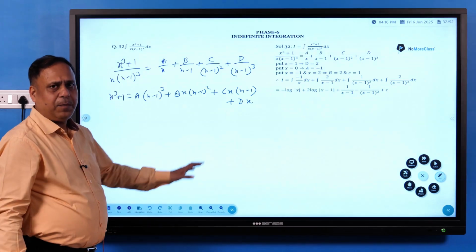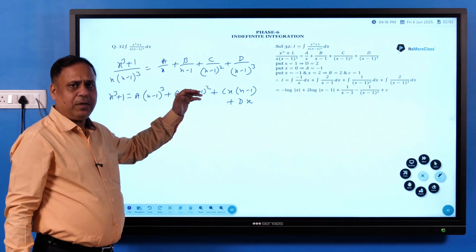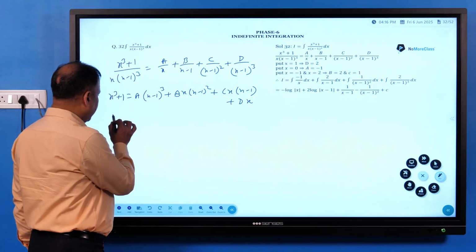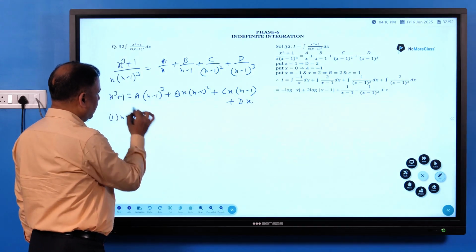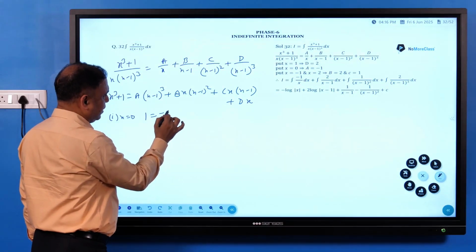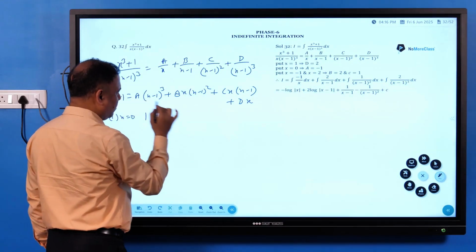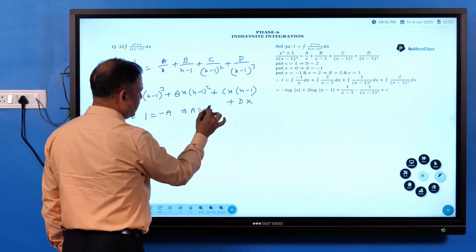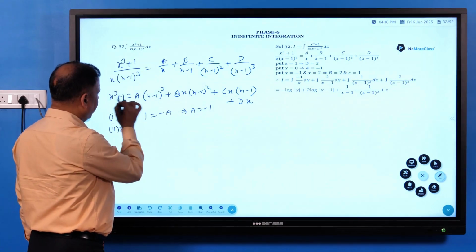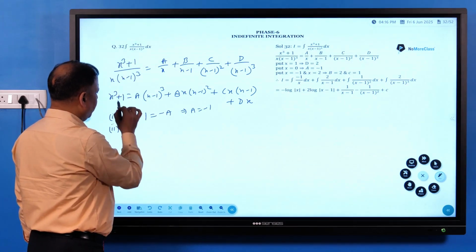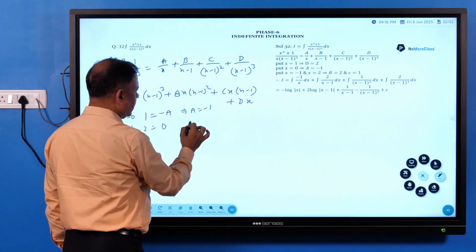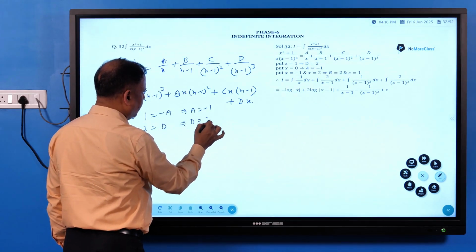Now, this is an identity, so you can put any value of x depending on the requirement. First of all, I will put x equal to 0. So 1 is equal to a into minus 1 cube, so minus a, and other terms will be 0. So this implies a is equal to minus 1. Second, I can put x equal to 1 here. Then 1 plus 1 is equal to 0, 0, 0, d. So this gives d is equal to 2.